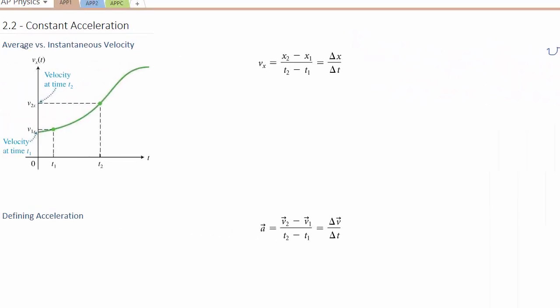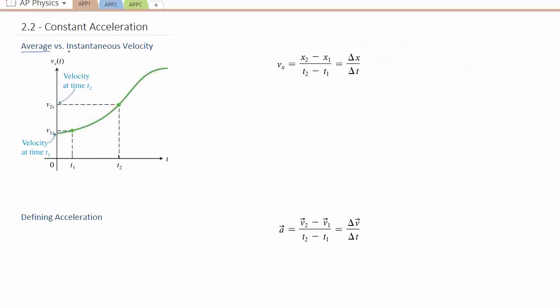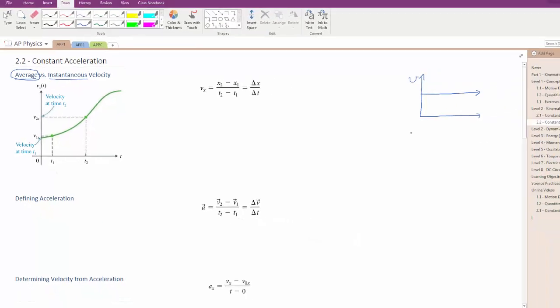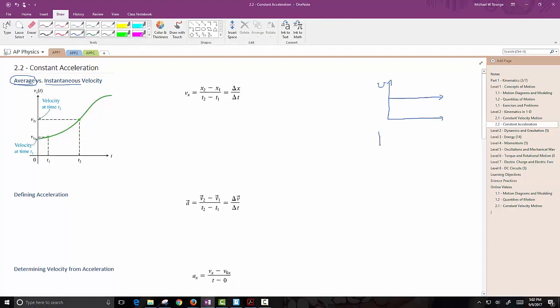and one of the things that we need to differentiate is between our average and instantaneous velocity. Although we'll be using average velocity in physics 1, instantaneous is kind of important to understand. So let's take a look at a position versus time graph for a changing velocity. If I have a changing velocity, meaning that I have some acceleration, I'm going to end up getting a curve of some sort. So I could have something like this. I can see that it's not linear, so it's not constant velocity.